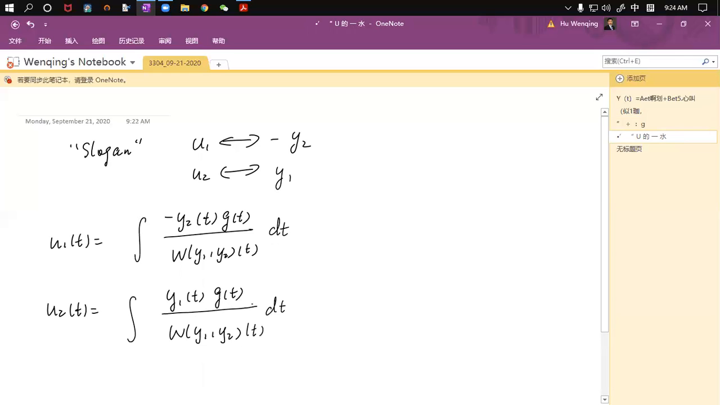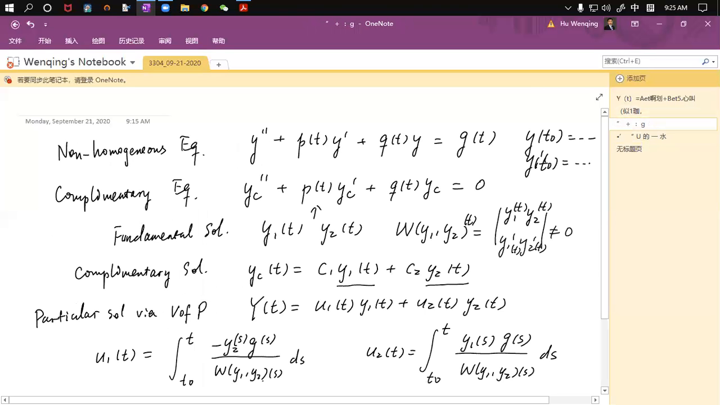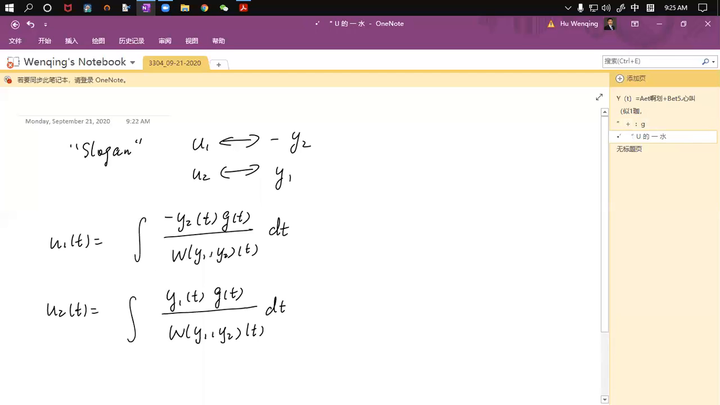Now these integrals are written without integrating domains, without saying where you start and where you stop. Why is that the case? Well, these are antiderivatives. So u1 and u2 are just determined up to some unknown constants c1 and c2.